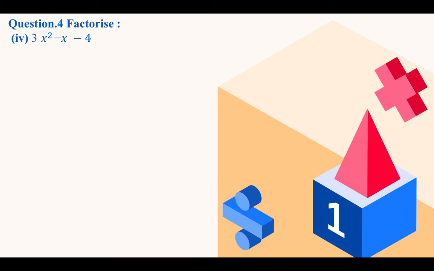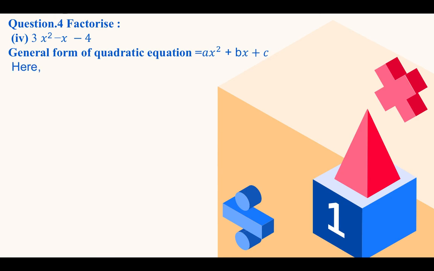Again I will write the quadratic equation's general form. It is ax square plus bx plus c. I will compare these two and I will get the value of a, b and c. Value of b over here is minus 1. Value of ac is equal to 3 multiplied by minus 4, which is equal to minus 12.